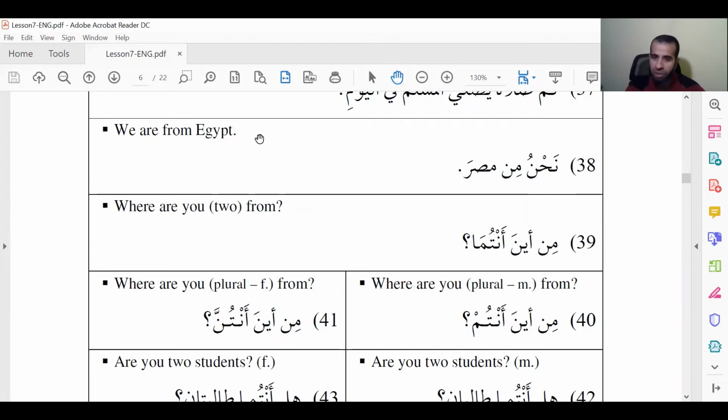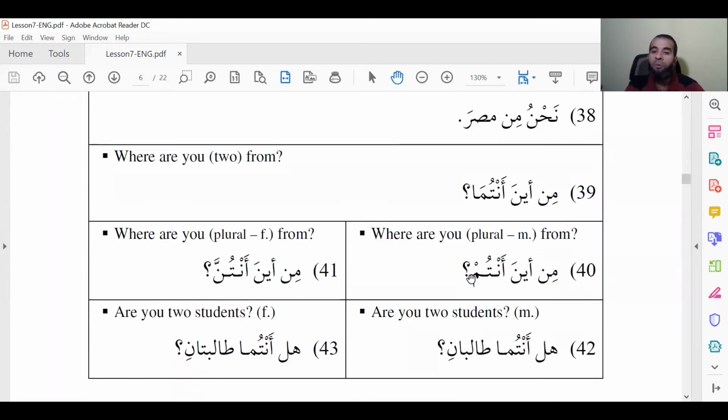We are from Egypt. If you ask two people, it will be من أين أنتما? For singular, من أين أنت or أنتِ. This is for singular, مفرد. But for dual, it will be من أين أنتما for masculine and feminine, both of them.